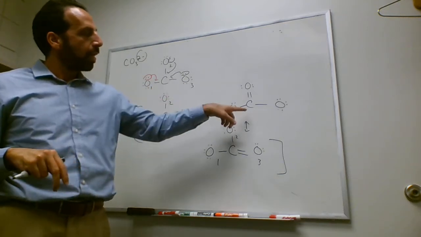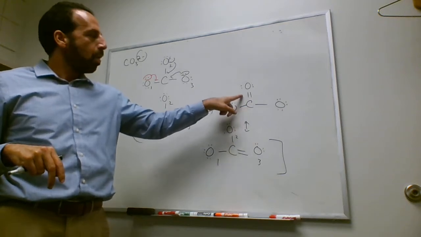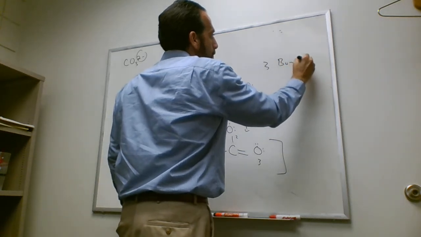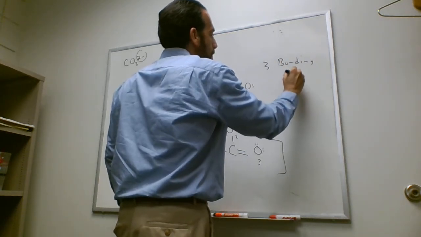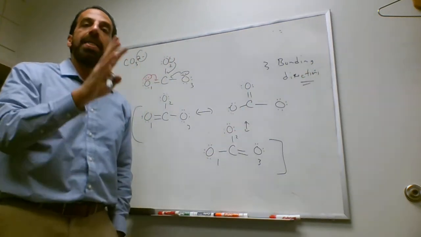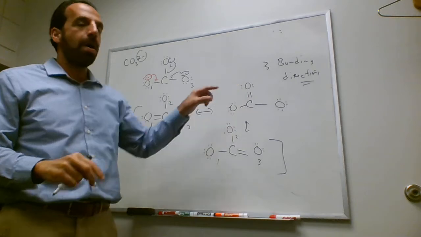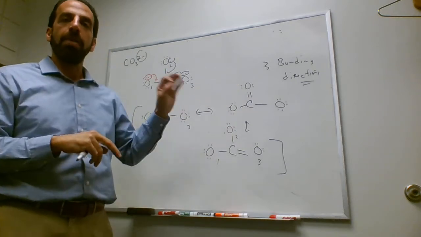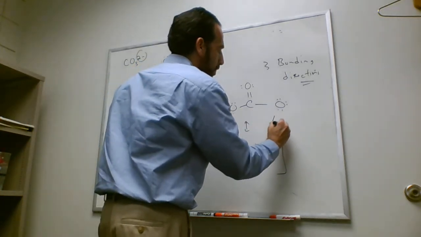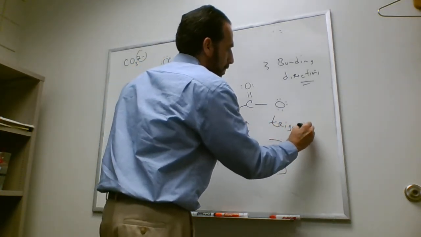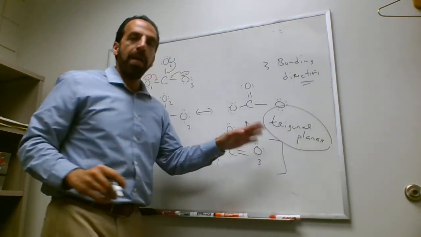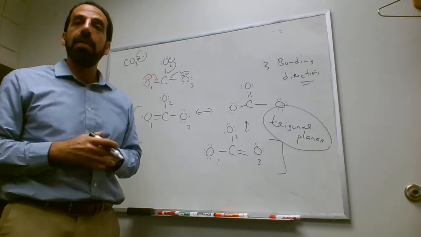The geometry, I look at carbon central atom. I have 1, 2, 3. I have 3 bonding directions. So even though I have 4 bonds, I only have 3 directions along the central atom. That makes it a trigonal planar molecule. Planar means flat, so this is actually a very flat molecule.